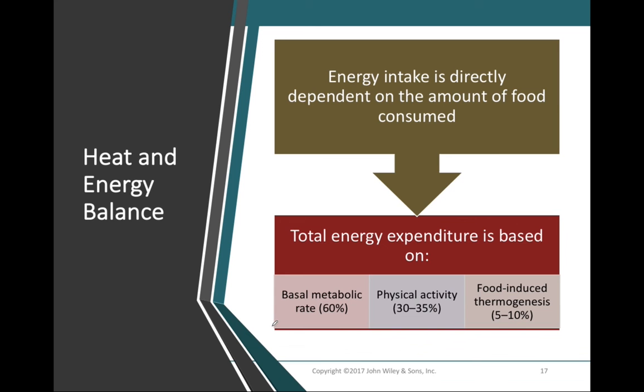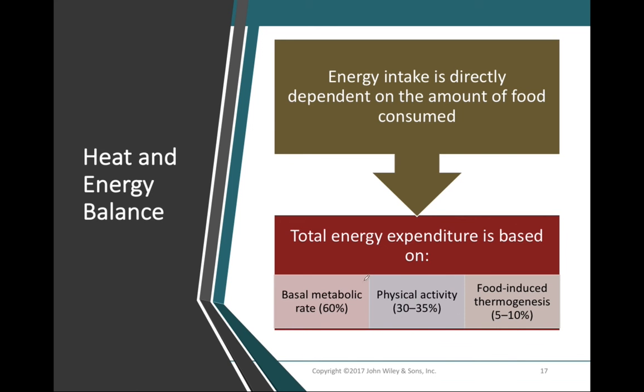Our body's basal metabolic rate is the rate at which metabolism is progressing when our body is in a quiet, resting state. Normally, as long as we're not taking in massive amounts of food or exerting ourselves in physical activity, most of the time we're going to be experiencing the basal metabolic rate. This accounts for about 60% of our total energy expenditure. Another 30 to 35% is in our physical activity.